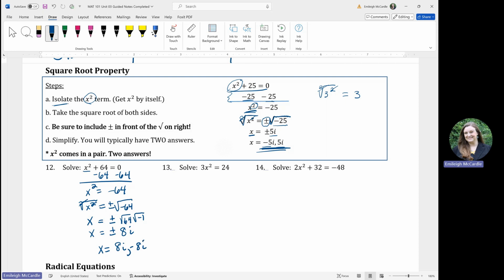Order does not matter. So if you want to write the negative first and then the positive, totally fine with me. Also, no parentheses on this because, again, it is not an ordered pair. It's just a list of answers. So we're getting two answers out.